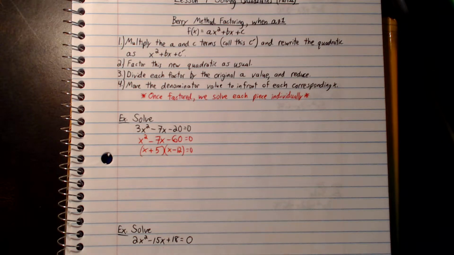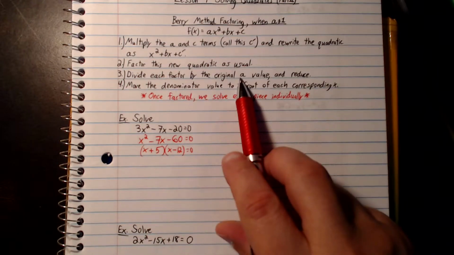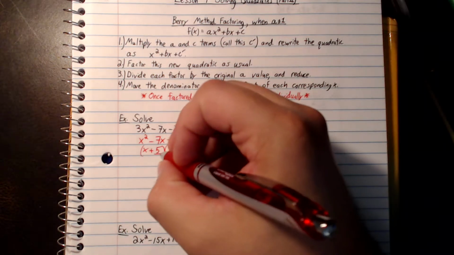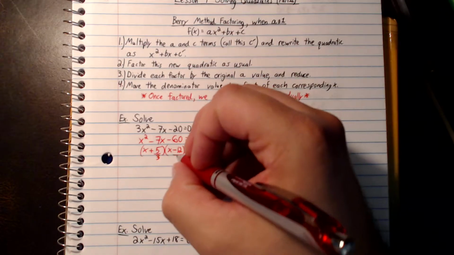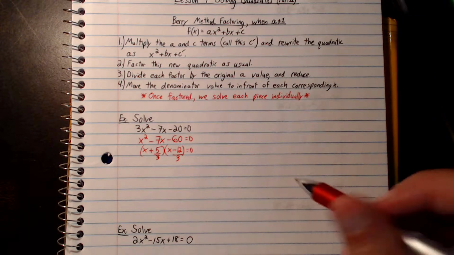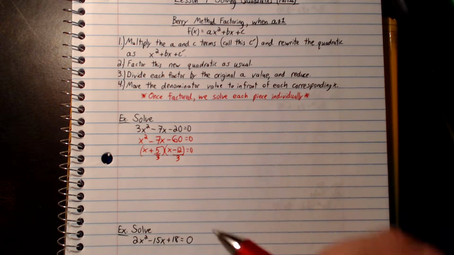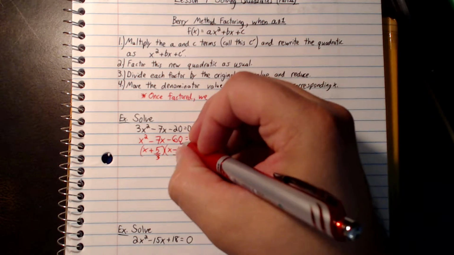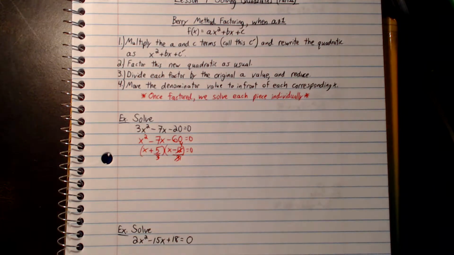Step 3 says divide each factor by the original a value. Our a value here was 3. So I'm going to divide the 5 and the 12 by 3. And then if we can reduce, we're going to. The 5 over 3 will not reduce. The 12 over 3, however, will reduce to 4 and 1.